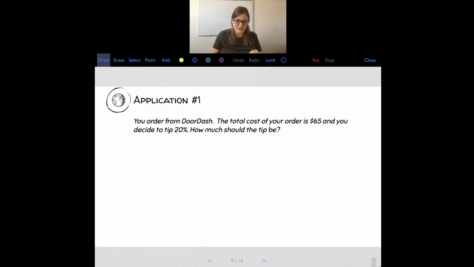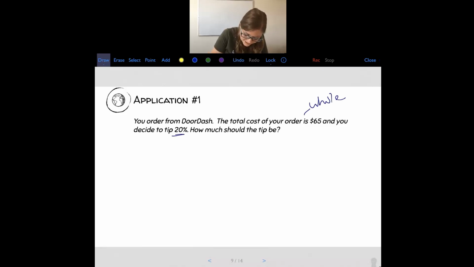So application number 1, you order from DoorDash. The total cost of your order is $65 and you decide to tip 20%. How much should the tip be? I would read it again. I usually encourage students to read word problems at least twice. Okay, so we have the total, so that's the whole.